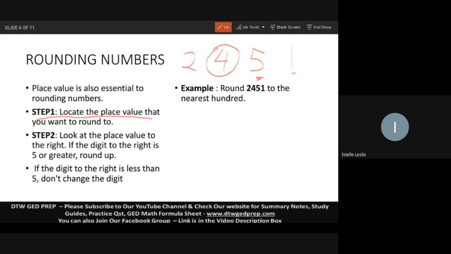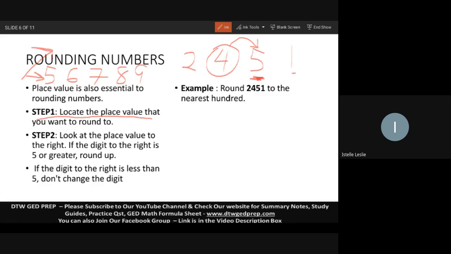Locate the place value that you want to round to. Then the next step is to check the digit to the right. So to the right of 4 is this digit. What is the value? 5. So once the value is 5 or above, 5 above means we are at 5, 6, 7, 8, and 9. Once the number is between these, we round up. That means we add 1 to this digit. So since this number is 5, it qualifies for us to round up.